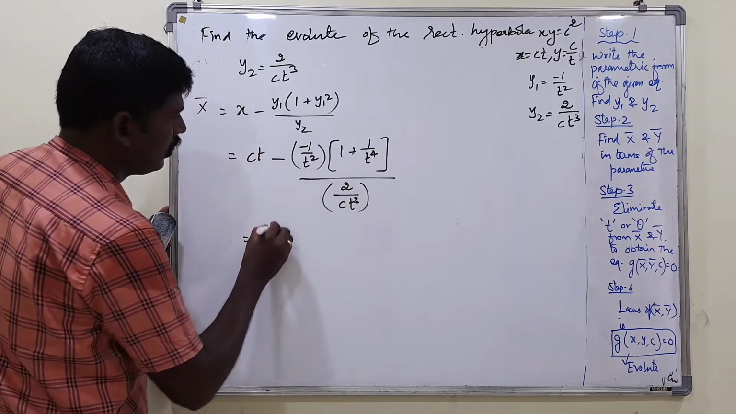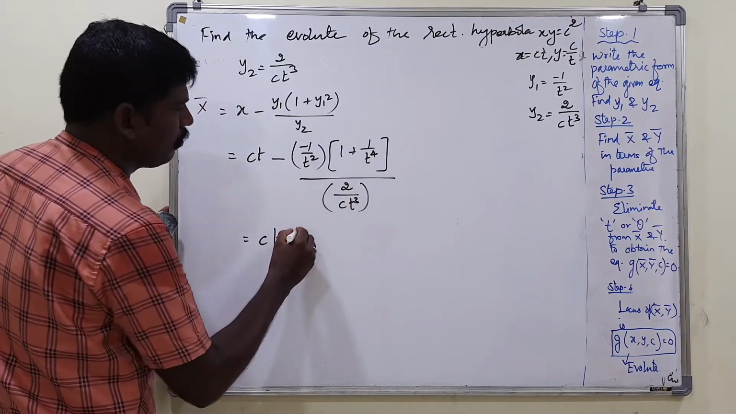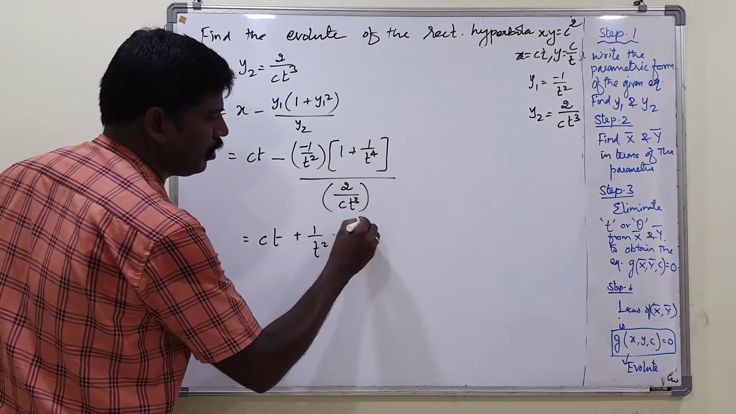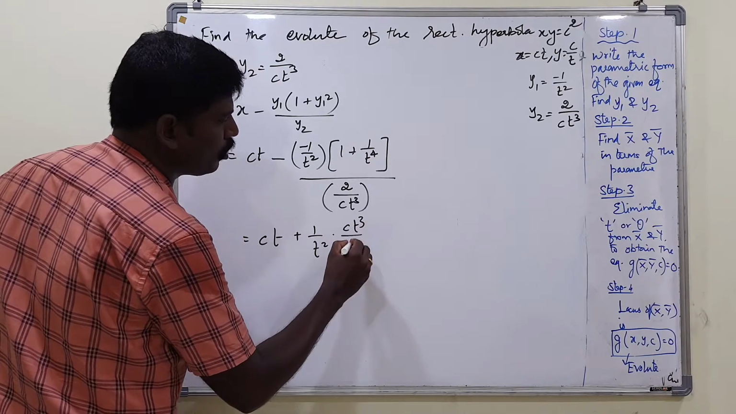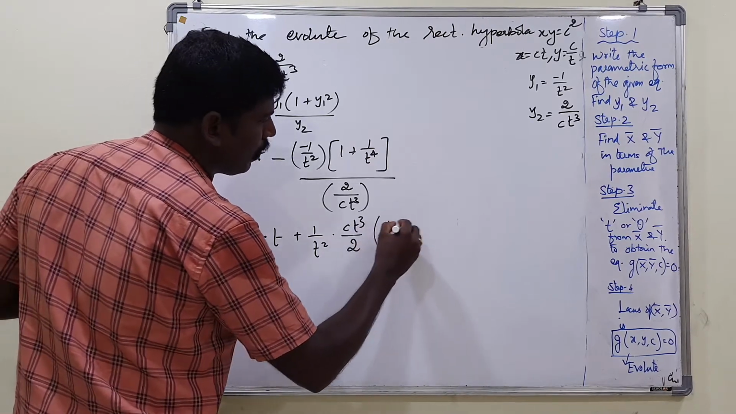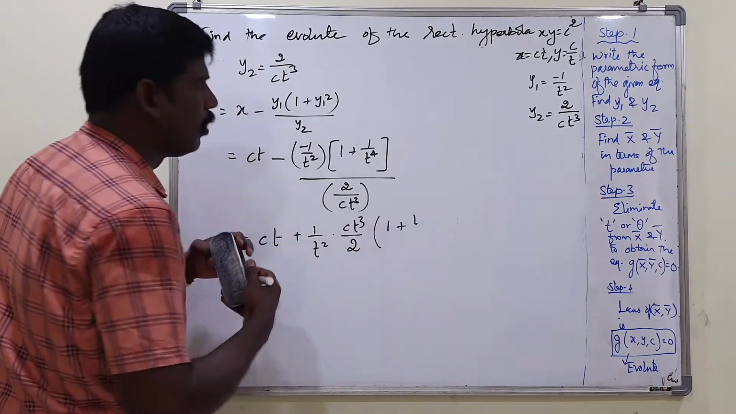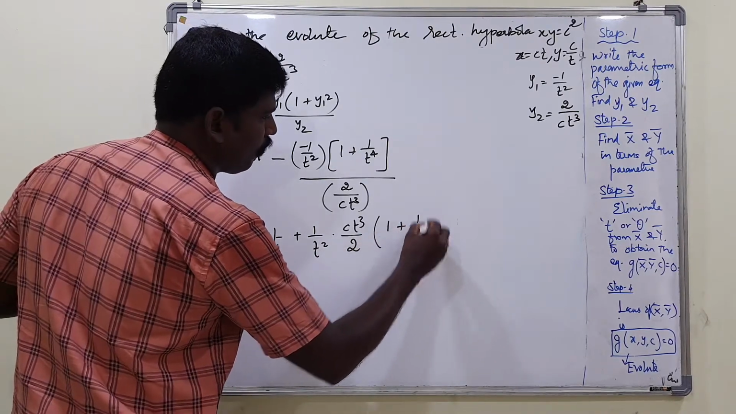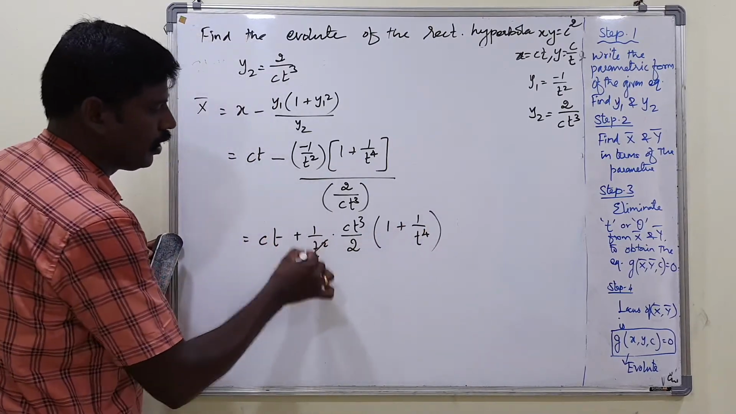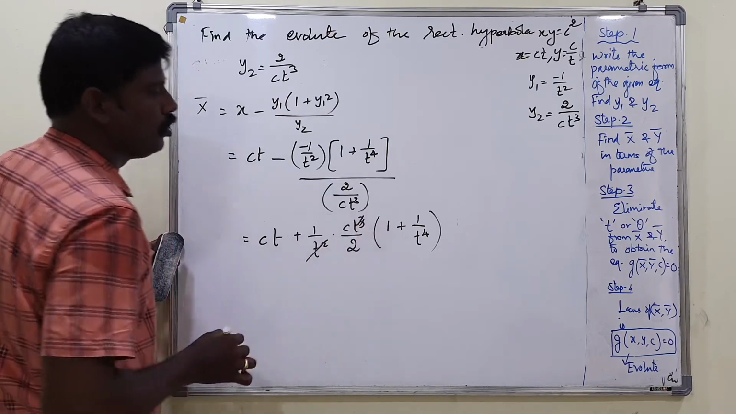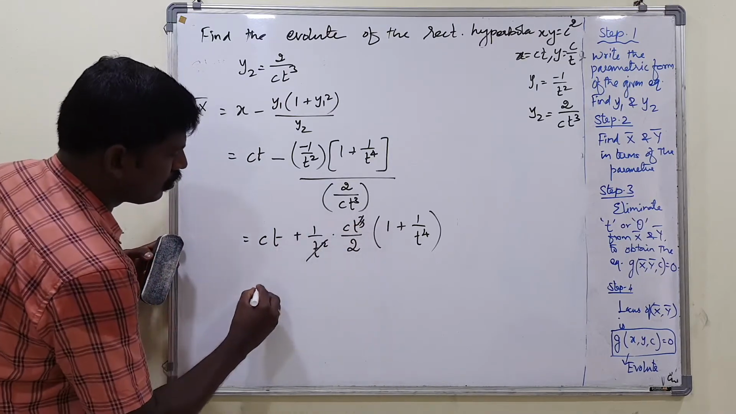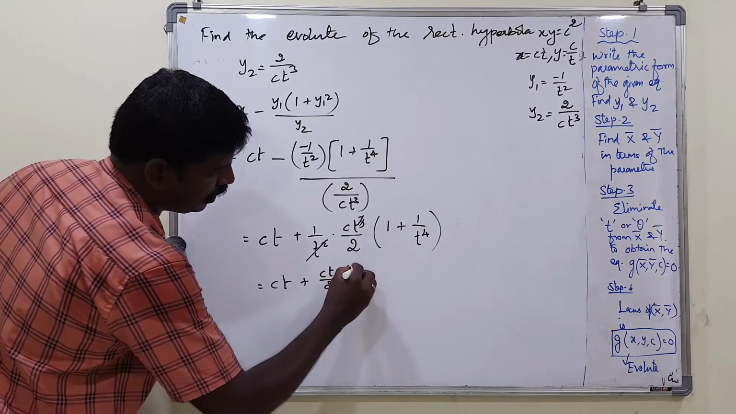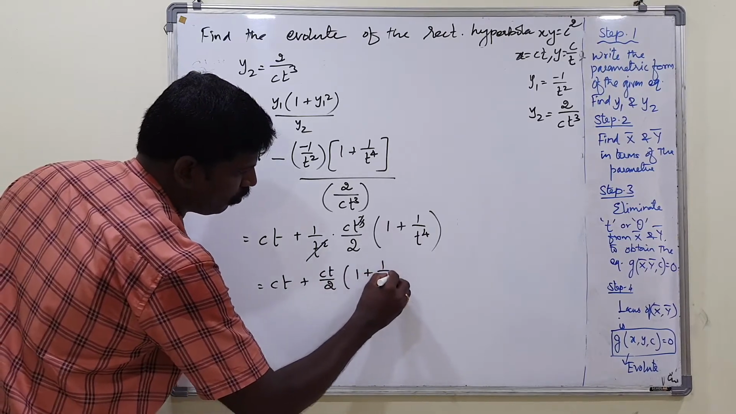That is equal to ct, this minus minus becomes plus, so 1 by t square into this becomes reciprocal multiplication, so c t cube by 2 into 1 plus 1 by t power 4. Now I can strike out this t square with this t cube. So t is remaining. So ct plus ct by 2 into 1 plus 1 by t power 4.